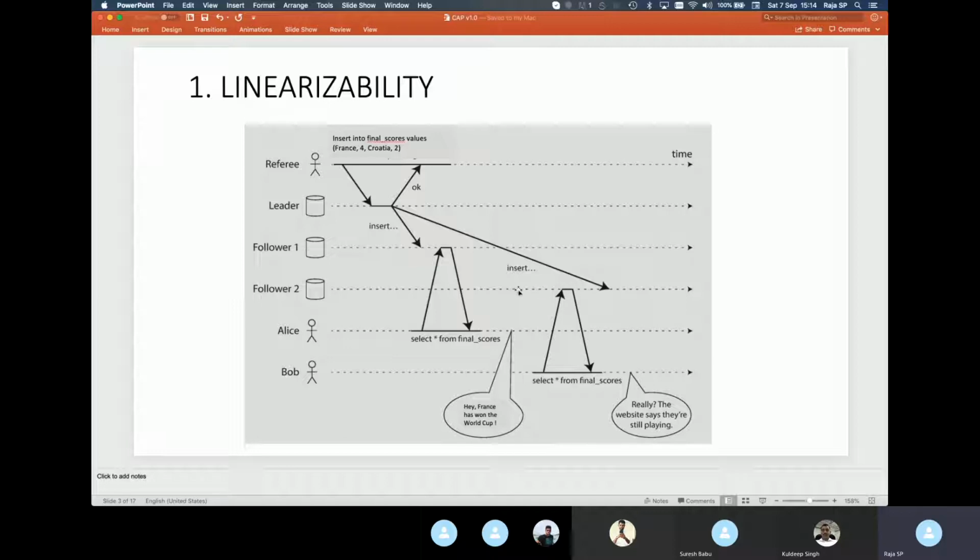So what happens here is that the update is still pending, and Bob doesn't see anything in the final scores, and therefore, according to him, the game is not over yet. So now Bob is surprised, and Alice also is surprised. What's happening here? What has happened here is Bob now is kind of back in time. He's not in real time according to this entire system. So here is a linearizability problem. And this is one way to understand.